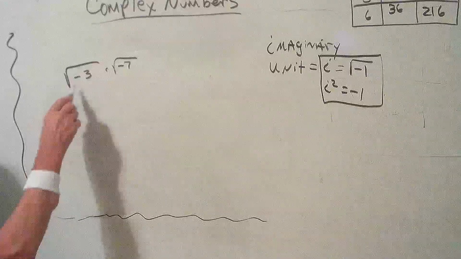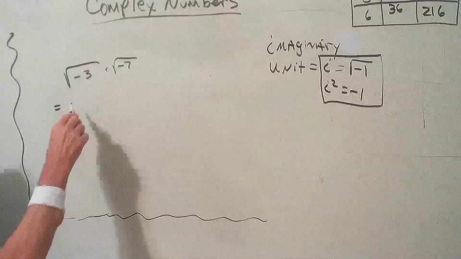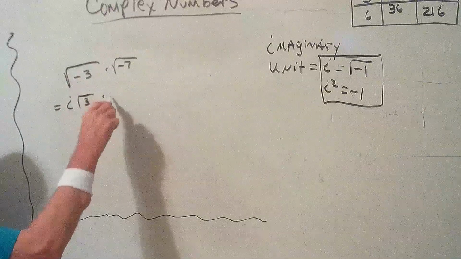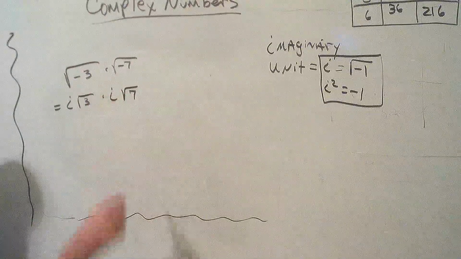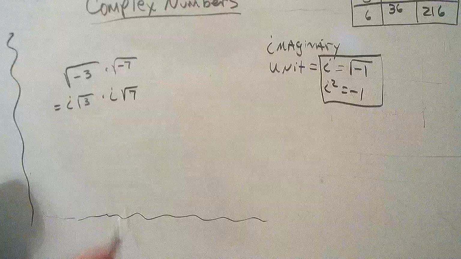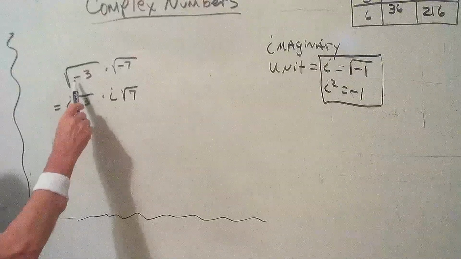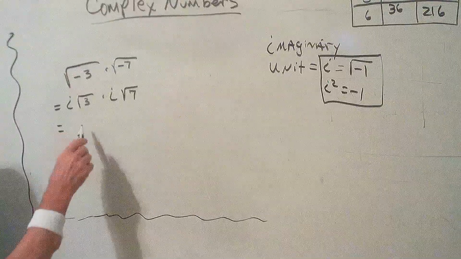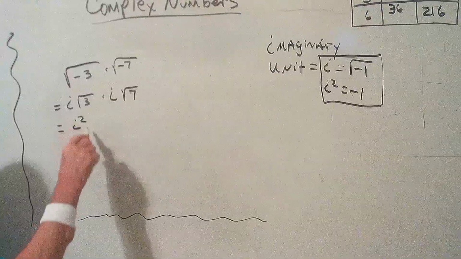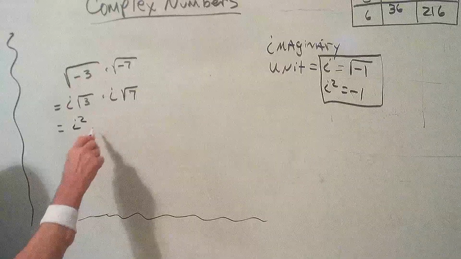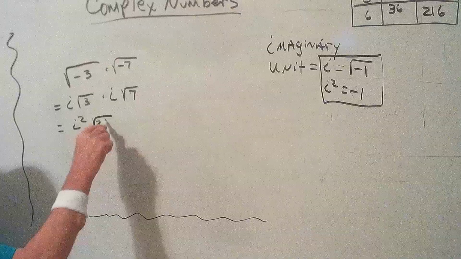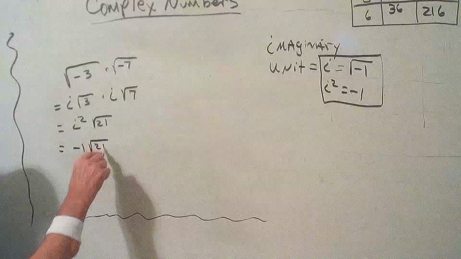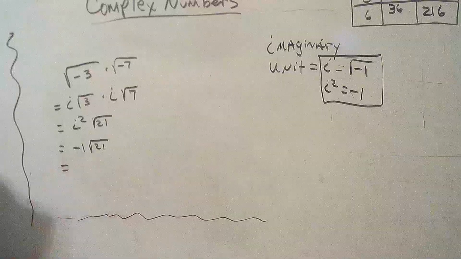Now again, how do we get rid of the negative under the radical? We just bring out an i times the square root of 3 times i times the square root of 7. Everybody with me here? All we do to get rid of the negative sign under the radical is bring out an i. Now, i times i squared, square root of 3 times the square root of 7 is the square root of 21. Again, i squared is -1, square root 21, or you really don't need the 1 out there.